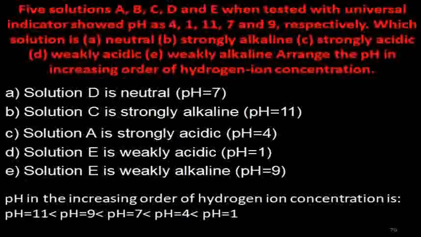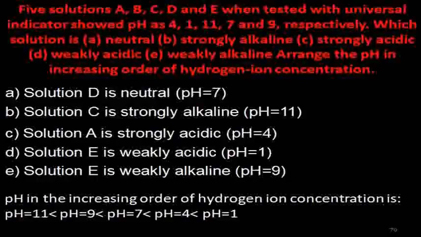Second question. 5 solutions A, B, C, D and E, when tested with universal indicator, showed pH as 4, 1, 11, 7, 9 respectively. Which solution is neutral? Which is strongly alkaline, strongly acidic, weakly acidic, weakly alkaline? Arrange the pH in increasing order of hydrogen ion concentration. Children, this type of question may be very important for your exam.